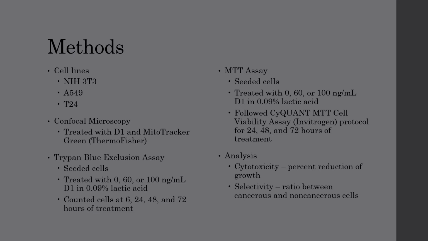Cytotoxicity was first calculated as a percent reduction of cells between the treatments and controls within each cell line at each time point. Selectivity was finally calculated as a ratio between cancerous and non-cancerous cells at each time point.